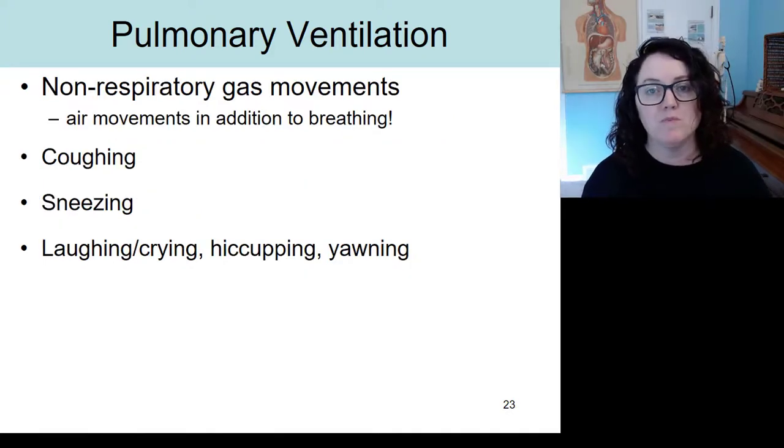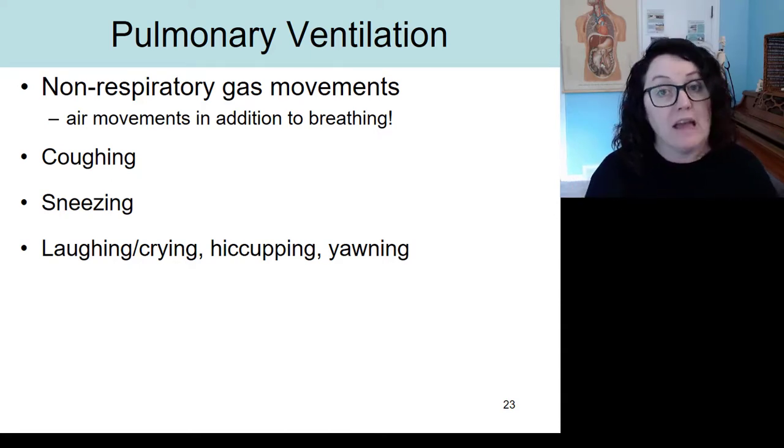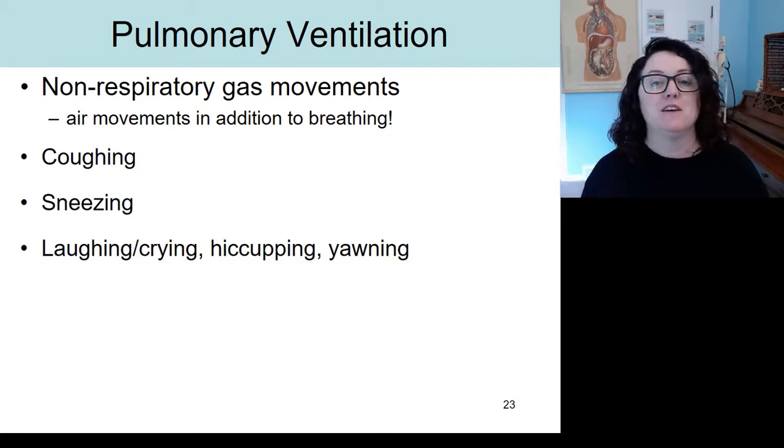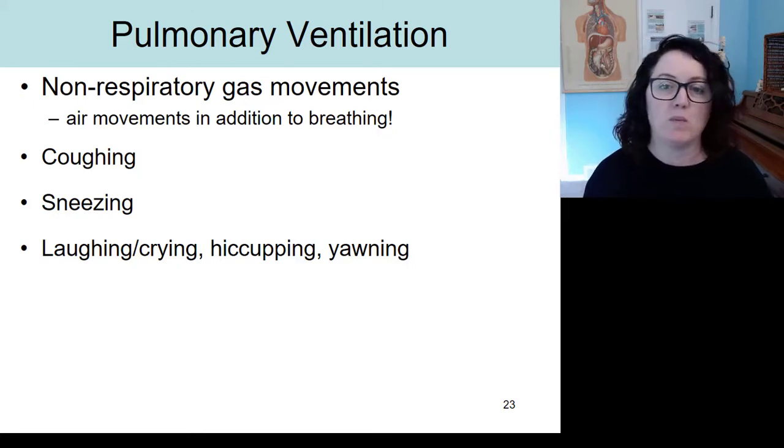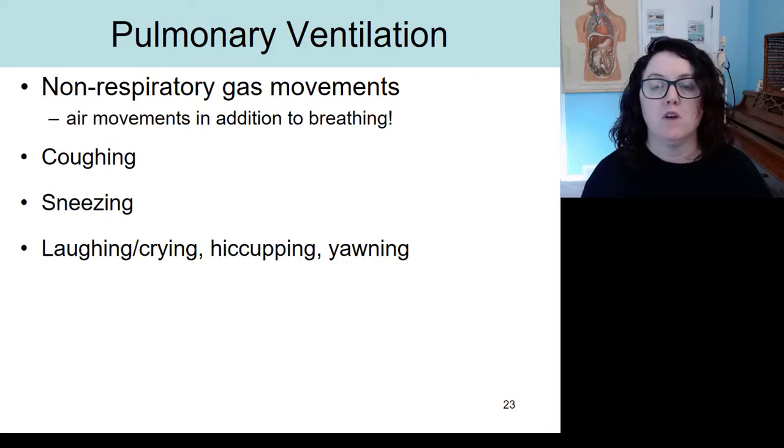There are some gas movements that occur through the respiratory tract that are not actually important for the process of obtaining gases and expelling gases. So these are air movements in addition to normal breathing. One example is coughing. Coughing is something that occurs to expel some sort of debris from the lower respiratory tract. Sneezing is the same thing, but we're trying to expel something from the upper respiratory tract.